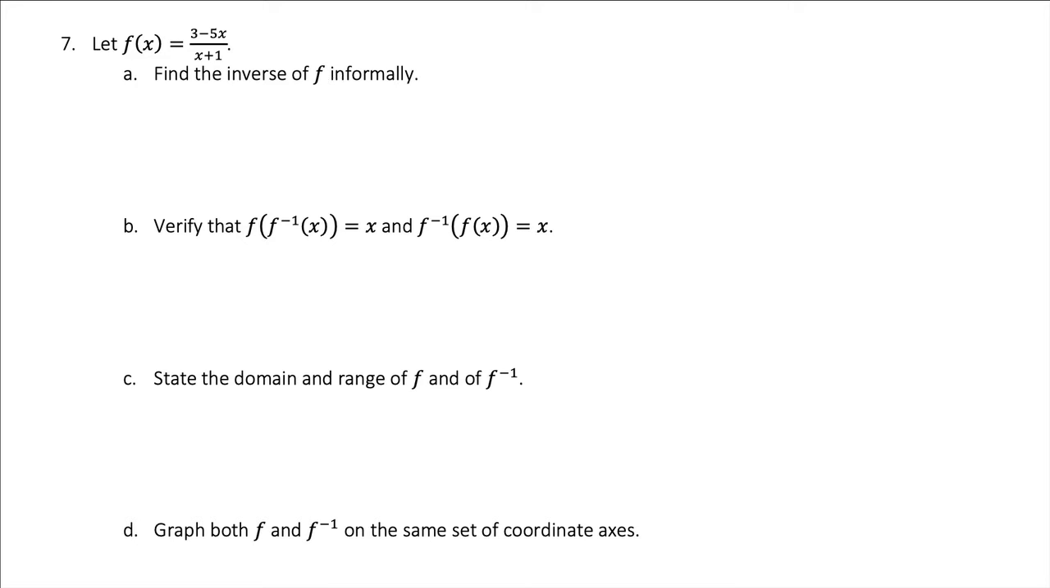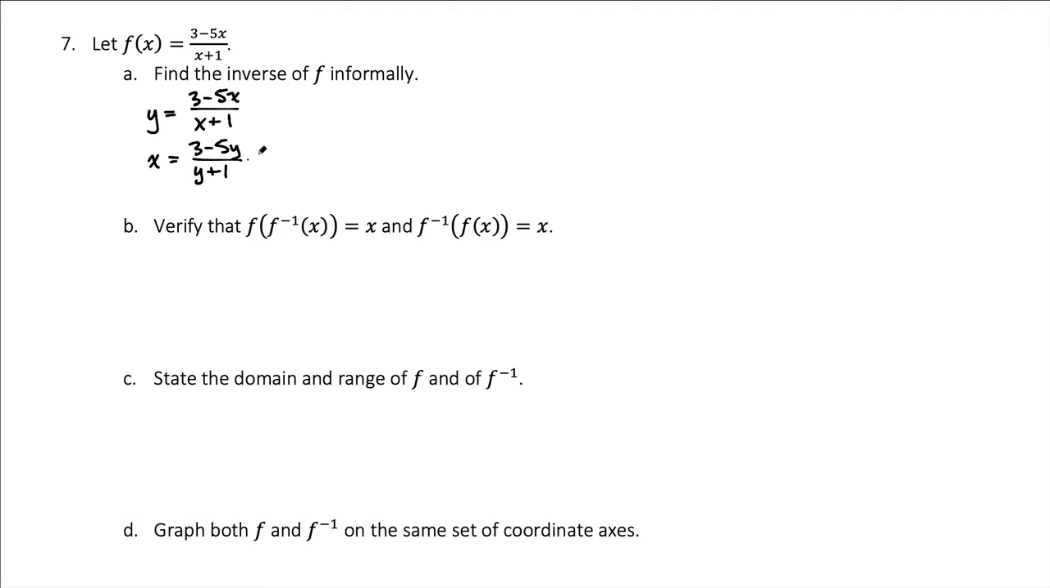To find the inverse of our function informally, that just means we're going to take y equals our function, and we do the process that we've been doing, which is we switch the x and y's. So we've got x equals 3 minus 5y over y plus 1. Now, when we've got a fraction, we want to get it out of the fraction. Our goal here is to solve for y. And since we've got two y's, we've got to do some work to be able to solve.